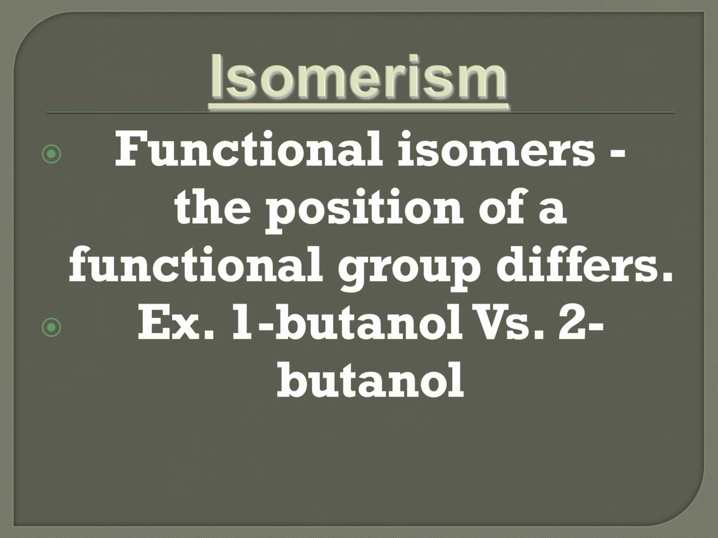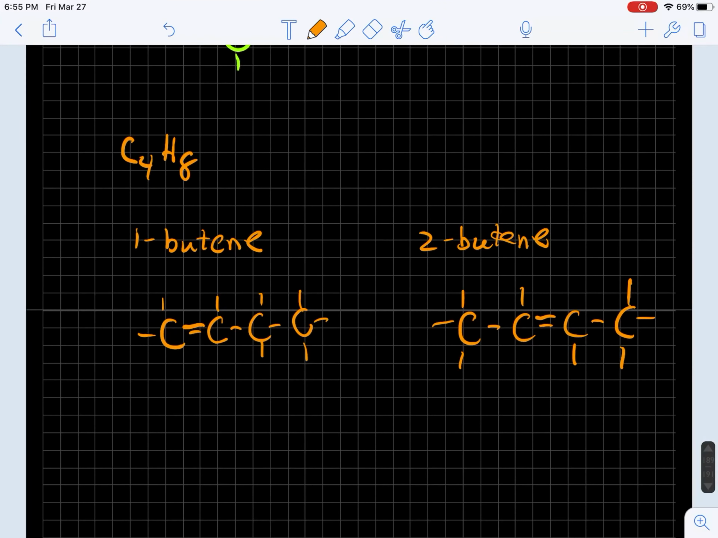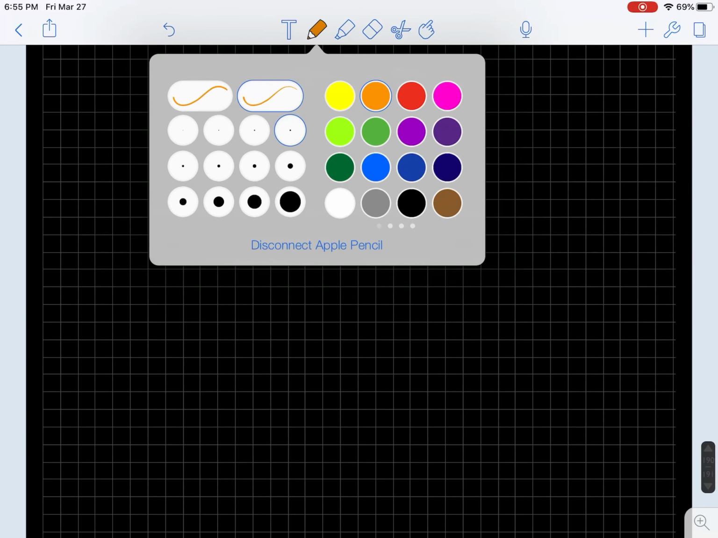Third type, functional isomer. All right, functional isomer, there's 2 types here. My slideshow talks about the position of a functional group. That's really a positional isomer. Or it could be a totally different functional group. So I'm actually going to do 3 examples with this, 1-butanol versus 2-butanol. And then I'm going to throw in an ether.